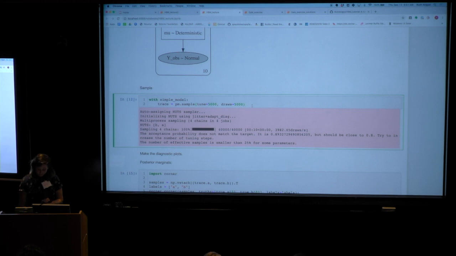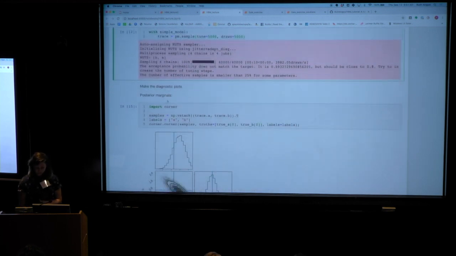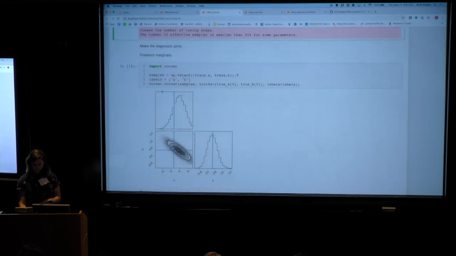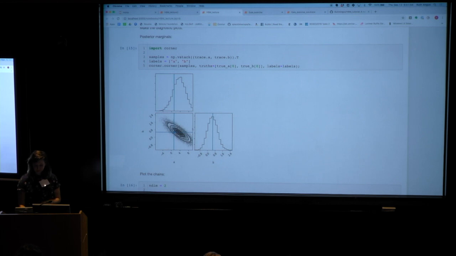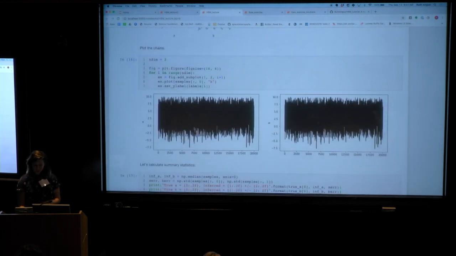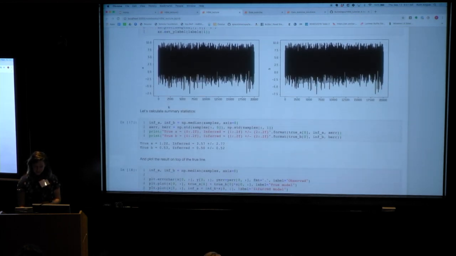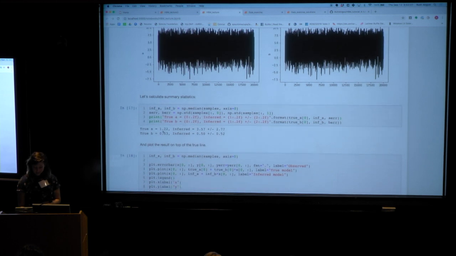we sample from that model and make the usual diagnostic plots. We can plot the marginals over A and B. We can plot the chains. And then here are the summary statistics. So our true A for this first line was this value. And the inferred version is not very well constrained. This is the intercept, and it's not very well constrained because there's a lot of noise.